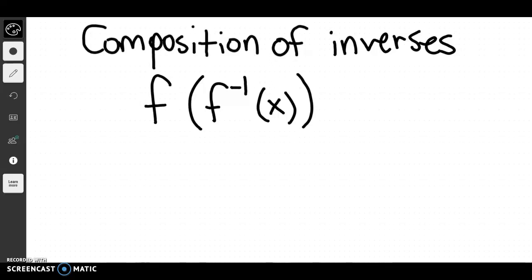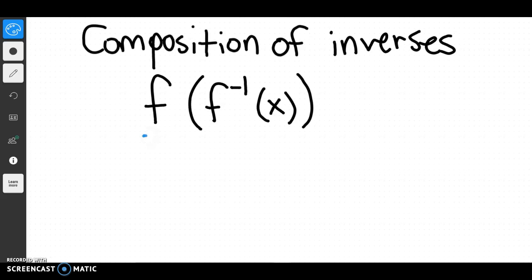Okay, so today we're going to talk about composition of inverses. What composition of inverses does is it actually checks if two functions are inverses of each other. But before we start that and talk about how it works or what we would need to do, let's just think of if we composed inverses and see what should happen.